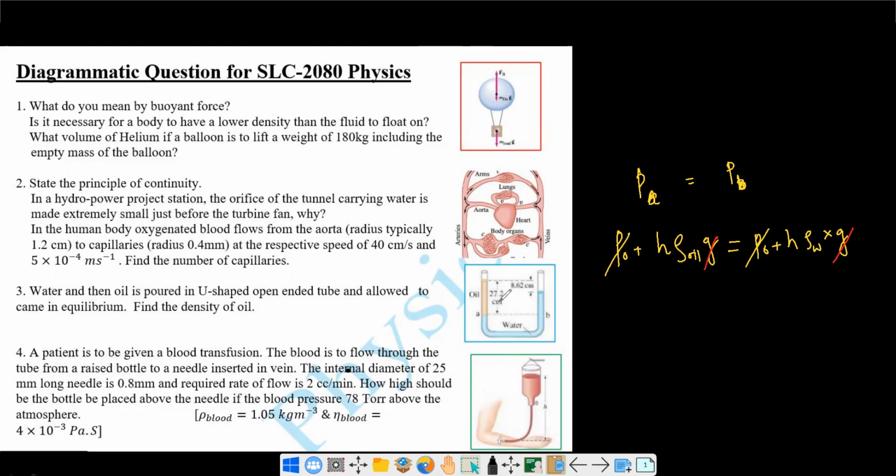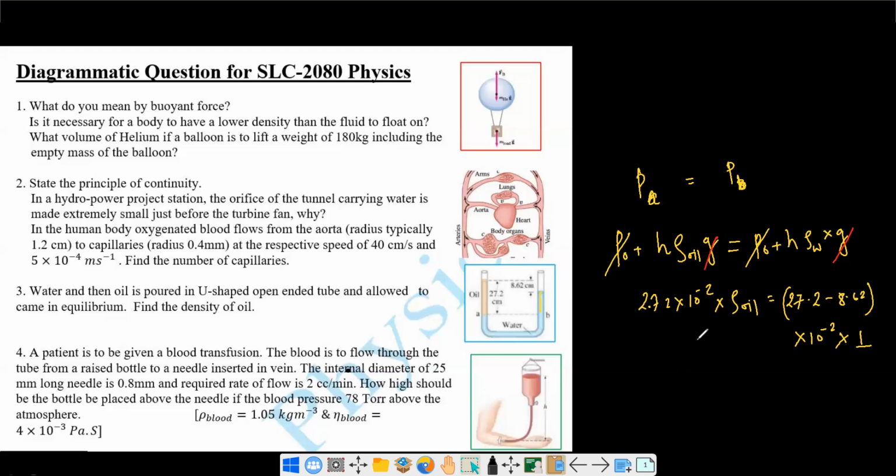Height of the oil is 27.2. So let me just write 27.2 into 10 power minus 2 into density of oil equals to this height. We don't know, but we can calculate from here. This is 27.2 minus the height of this water, which is only this much. So this is 8.62 whole into 10 power minus 2. This is in centimeter, that's why I have done this. And the density of water in CGS system is going to be equal to 1.